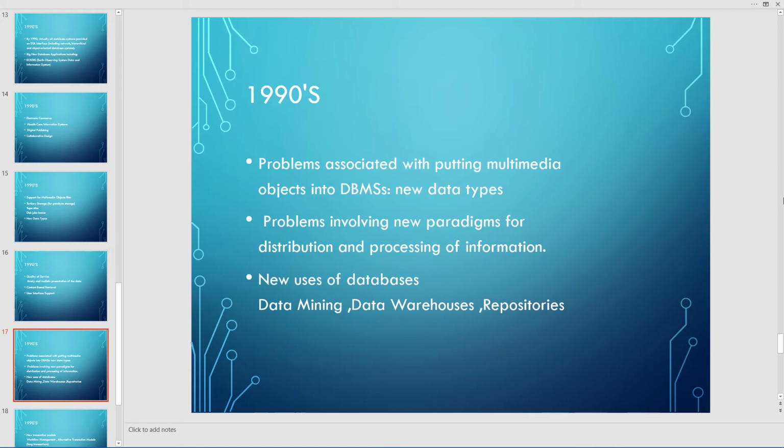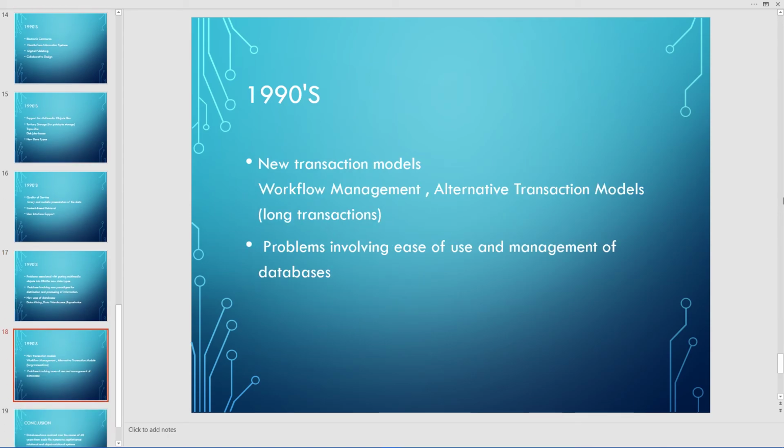Some of the problems that were faced in the 1990s were associated with putting multimedia objects into database management systems. This problem mainly included the new data types and how to include them. Problems involving new paradigms for distribution and processing of information were also found. There were also new uses of databases found in the 1990s, such as data mining, data warehouses, and data repositories. The 1990s also saw new transaction models like workflow management and alternative transaction models, which included long transactions. Some problems involving the ease of use and management of databases also emerged during this decade.